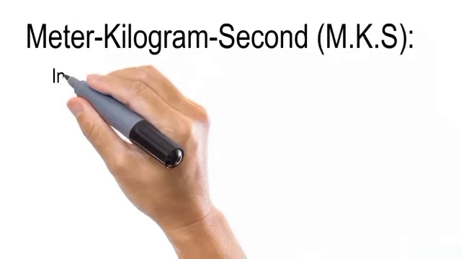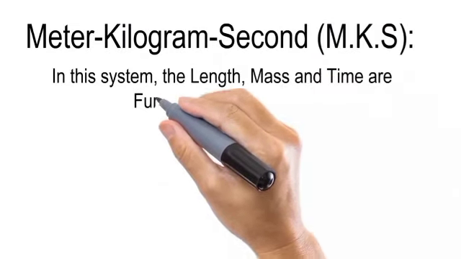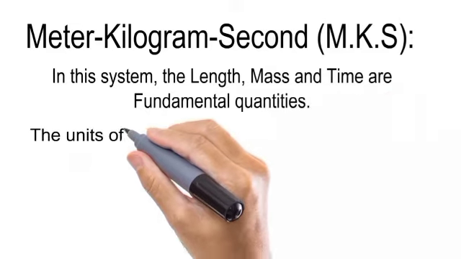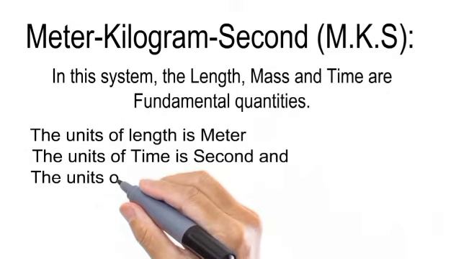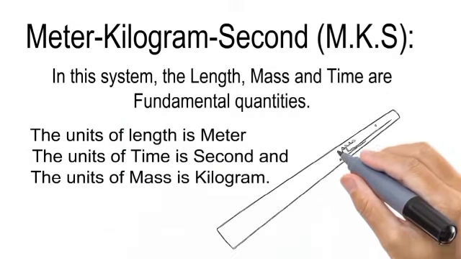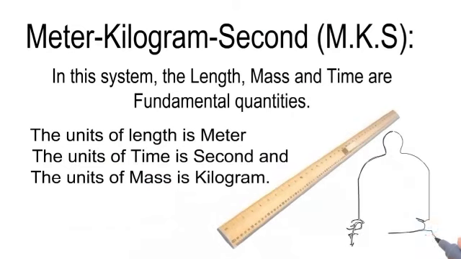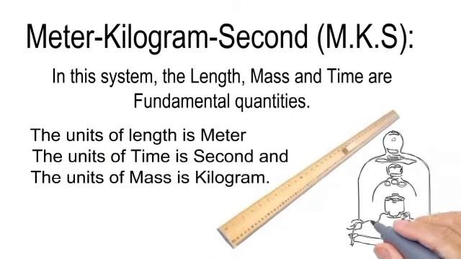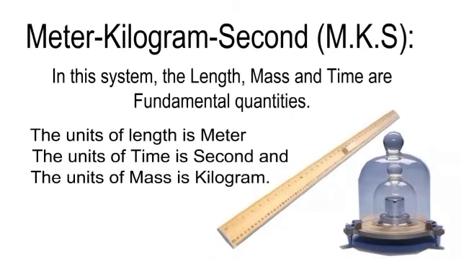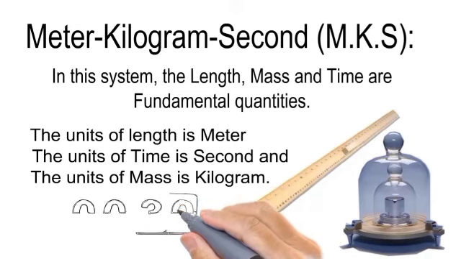Meter, kilogram, second, the MKS system. In this system, the length, mass and time are fundamental quantities. The unit of length is meter, the unit of time is second, and the unit of mass is kilogram.